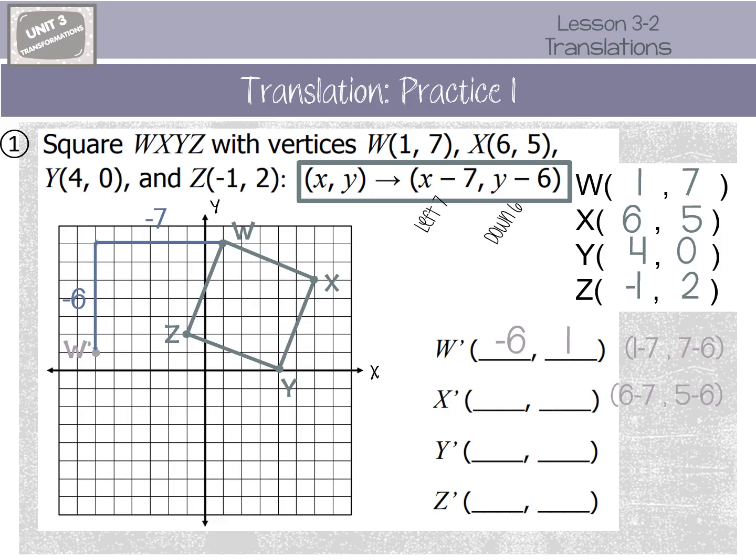Left 7, down 6. There we go, W prime. Subtract 7 from the x, subtract 6 from the y. We're at -1, -1. Subtract 7 from the x, subtract 6 from the y. Y prime is at -3, -6. Subtract 7 from the x, subtract 6 from the y, and Z prime is at the point -8, -4. There is our image, and they should be congruent squares.